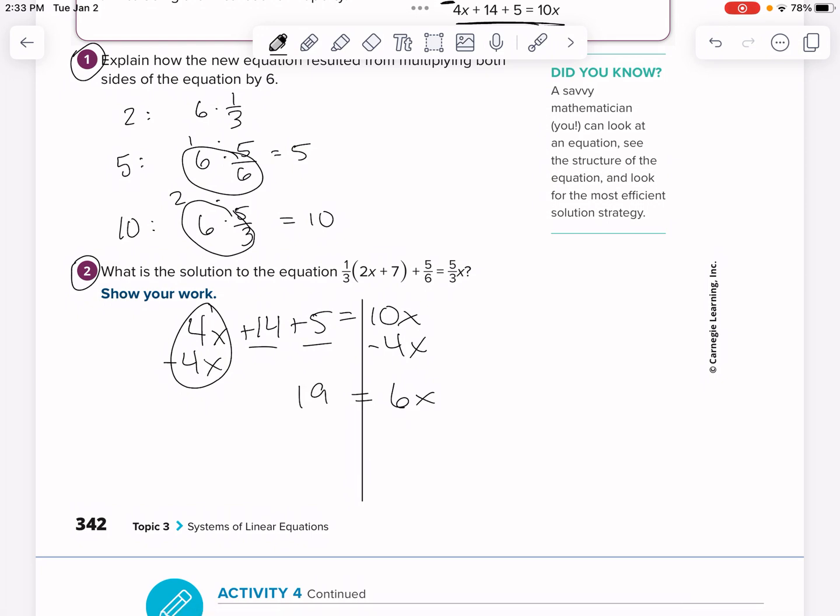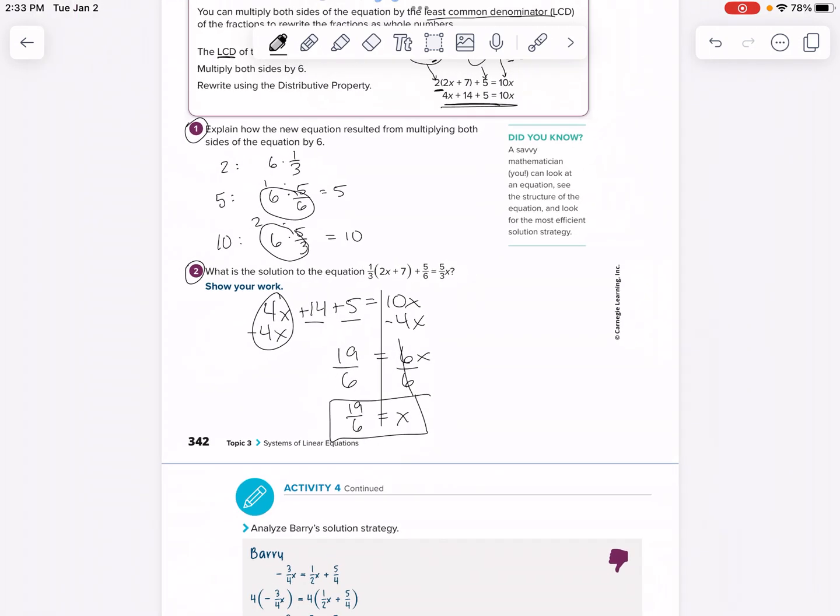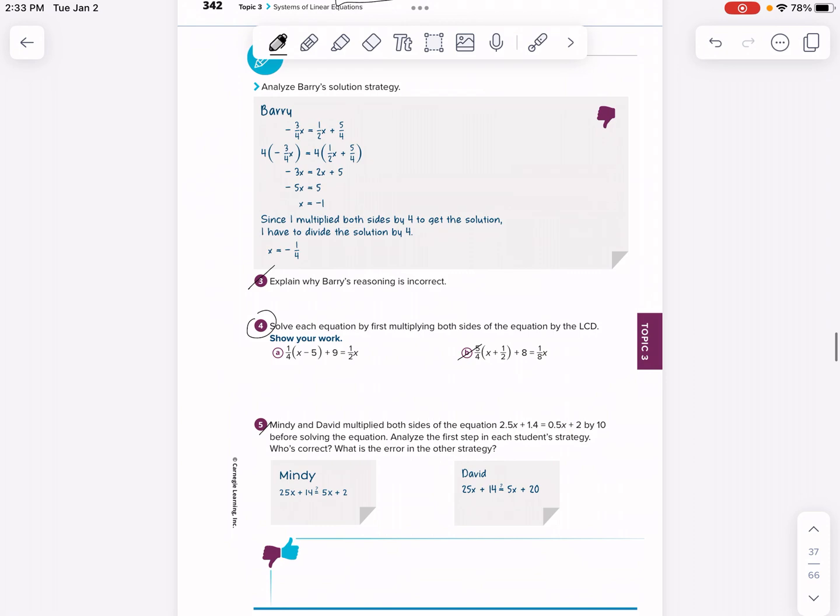And if we divide both sides by 6, our final answer is actually just an improper fraction. It's 19/6 equal to x. Final answer, we can convert this to a mixed number or divide into a decimal, but that is the correct answer there. All right, let's turn this over to the back side, or next page.